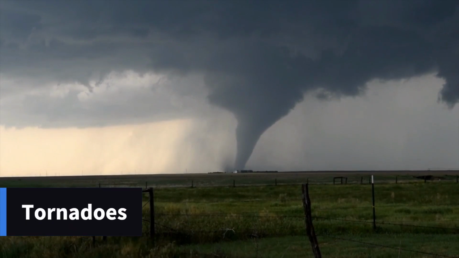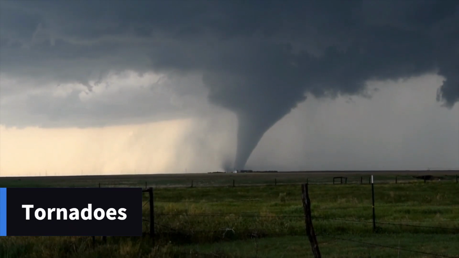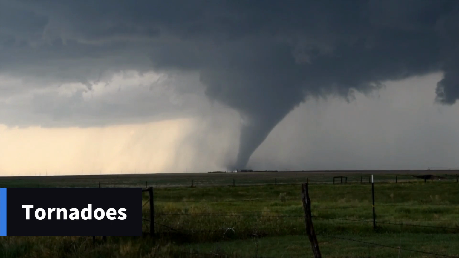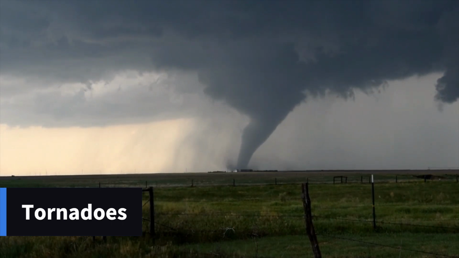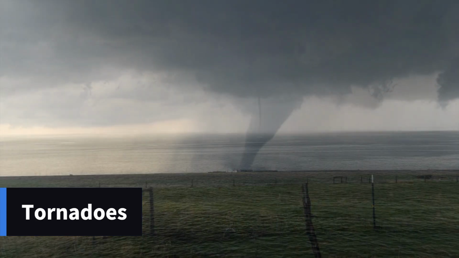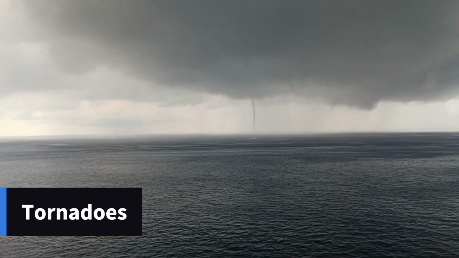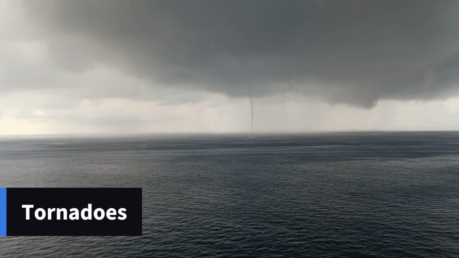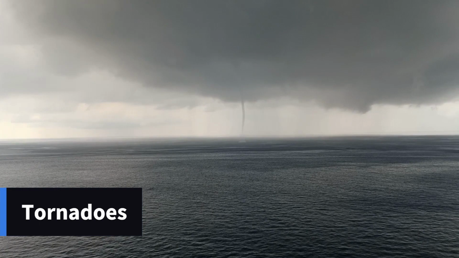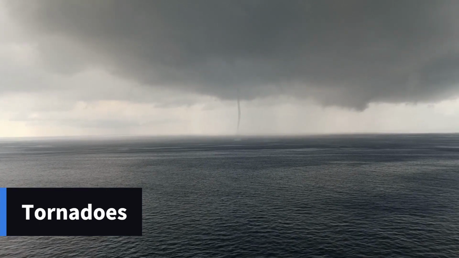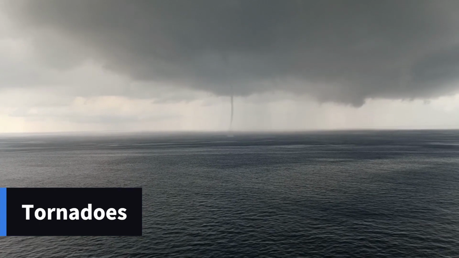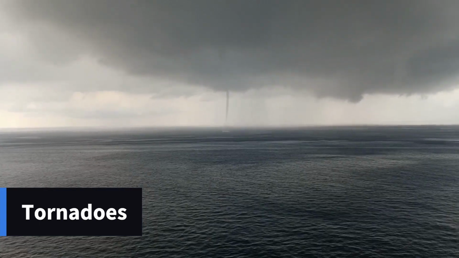Tornadoes are one of the most destructive and dangerous weather phenomena on Earth. They are characterized by a rapidly rotating column of air that extends from the base of a thunderstorm to the ground. Tornadoes can be extremely powerful, with winds capable of reaching over 300 miles per hour, and can cause widespread damage to buildings, vehicles, and other structures in their path. They are most common in the United States but can occur anywhere in the world where the conditions are right.